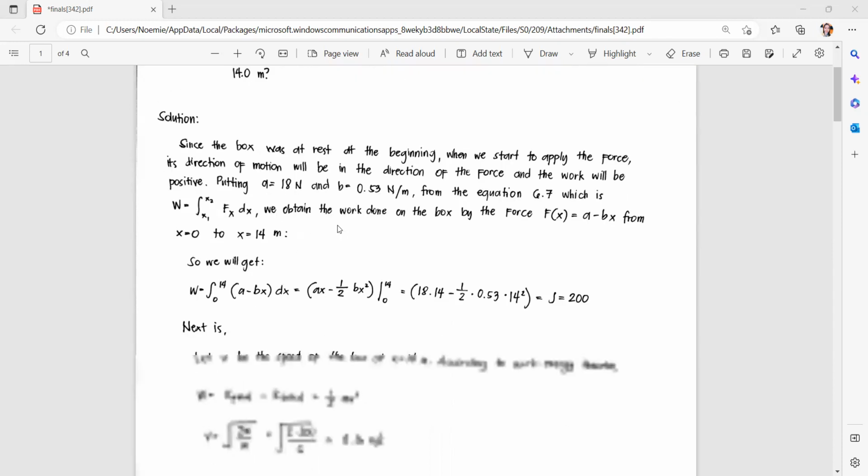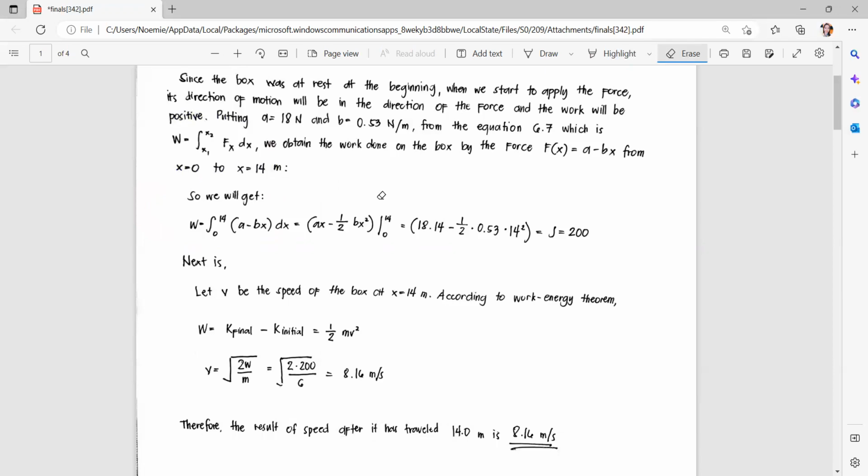meters? So since the box was at rest at the beginning, when we start to apply the force, its direction of motion will be in the direction of the force and the work will be positive. So putting A equals 18 newtons and B equals 0.53 newtons per meter. From equation 6.7 in our reference book, which is this equation, we obtain the work done on the box by the force F of x equals A minus Bx from x equals 0 to x equals 14 meters.